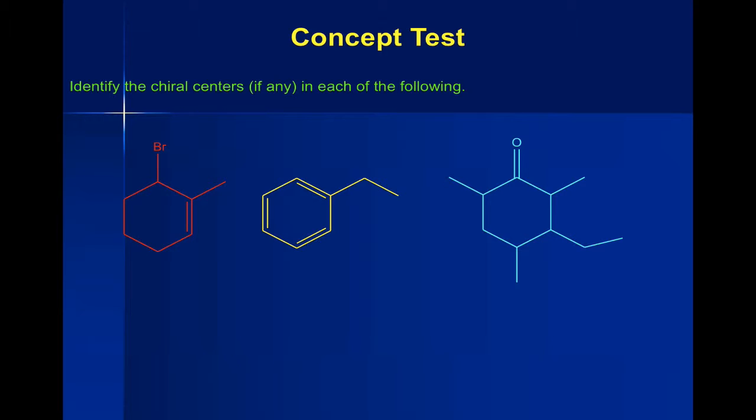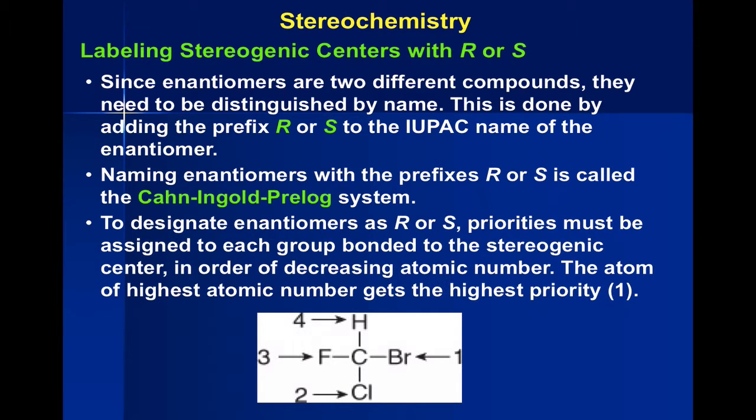It's attached to this group. It's attached to an ethyl group. It's attached to this group, which is different than this group, right? And it has a hydrogen. So it too is a chiral center. So we actually have 1, 2, 3, 4 chiral centers in this particular molecule. And so we would need to star all 4 of those to clearly show all of them.